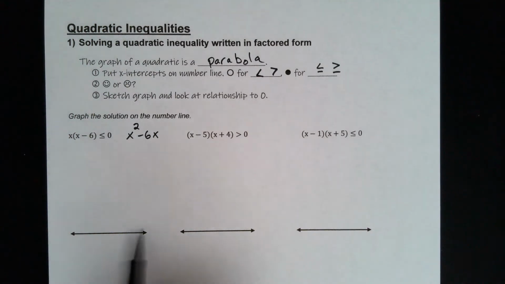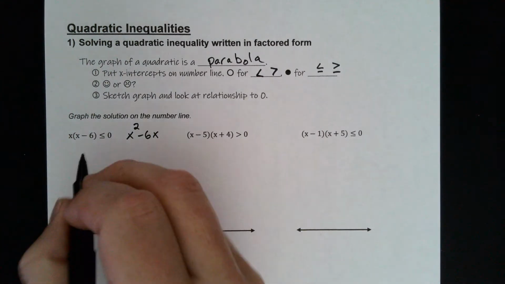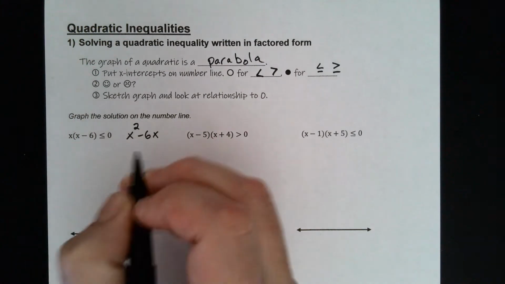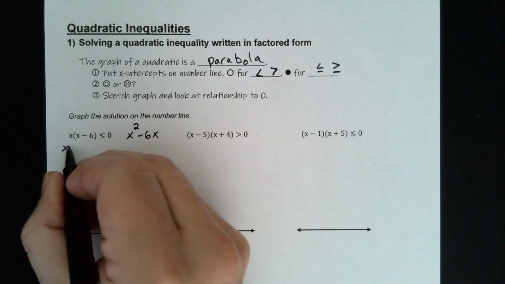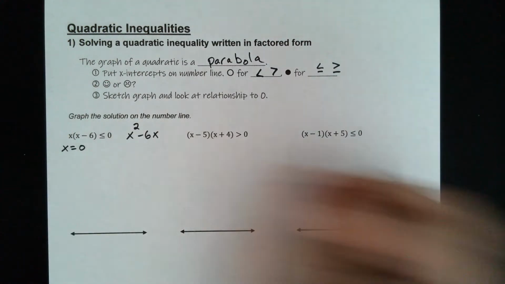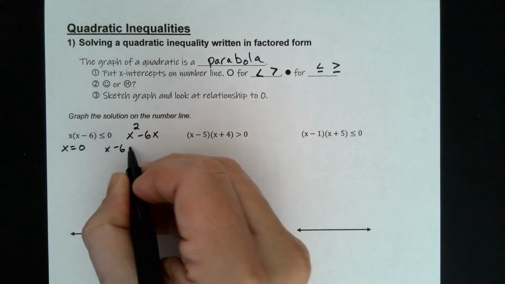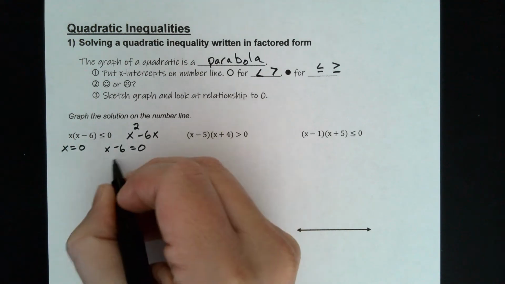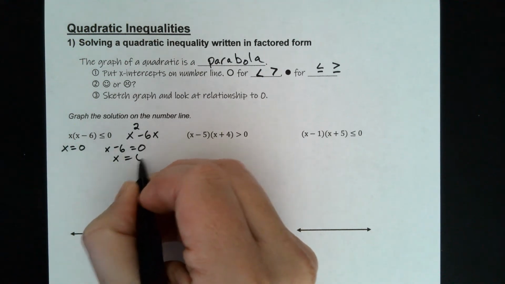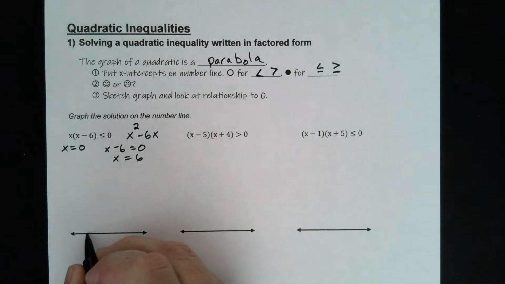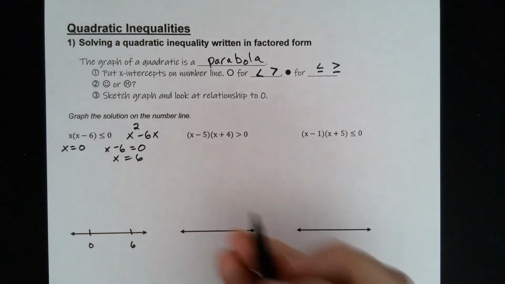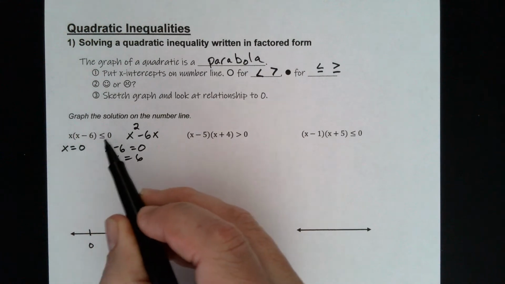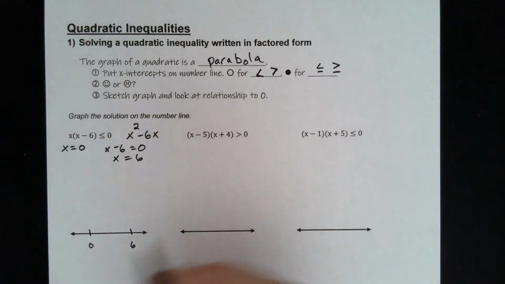Now we're going to see where it crosses the x-axis, and to do that, we set each individual factor equal to 0. The first factor is just this x, so if you set that equal to 0, it's already solved: x equals 0. The other factor, x minus 6, is equal to 0. If we add 6 to both sides, this becomes x equals 6. So we've got two places on the number line, one at 0 and one at 6.